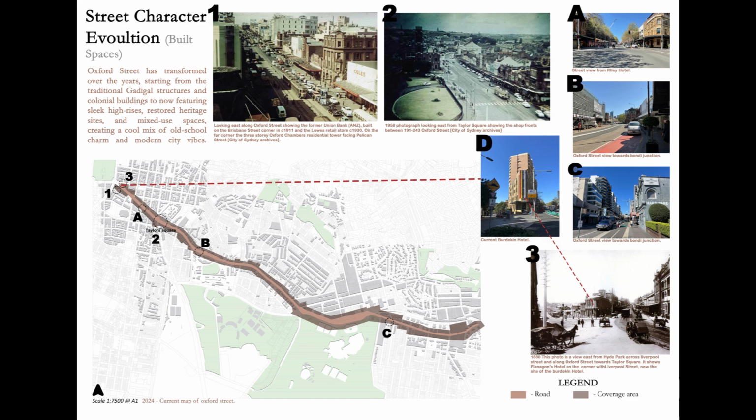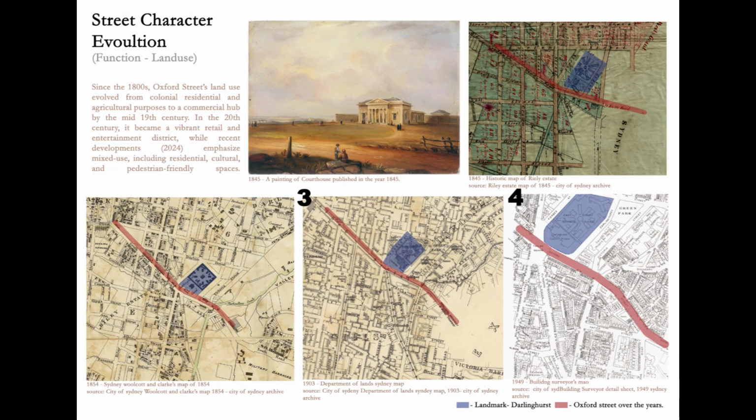The C part shows the current street view of Oxford Street in Bondi Junction, which has a mix of old heritage buildings and new modern buildings. The third image shows the current state of the Burdekin Hotel, and the other image shows the same place where the Flanagan Hotel was in the year 1880. Oxford Street's development was based on the criminal courthouse. The area started to develop surrounding the courthouse from the beginning.